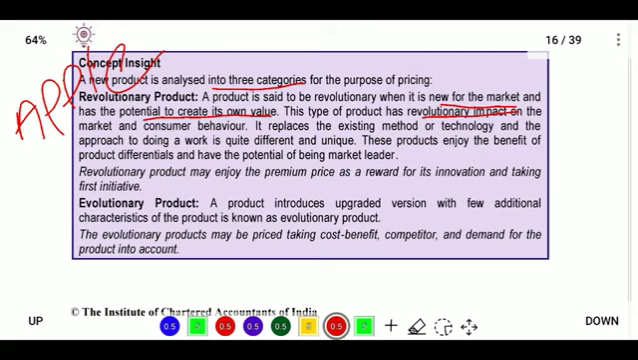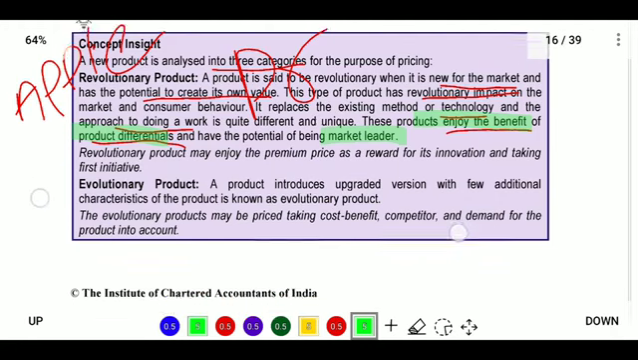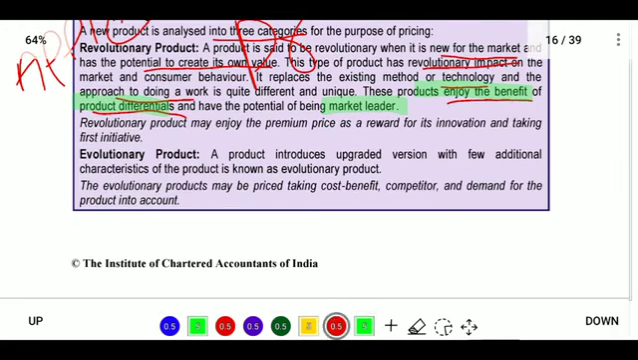It changes customer behavior, and it replaces the existing methods and technologies, approaching work in a quite different way, and it is unique. This product will enjoy the benefit of product differentiation. It will be the market leader, and it will enjoy the benefit of a premium. Next, the revolutionary product will enjoy the premium and reward for its innovation and taking the first initiative.